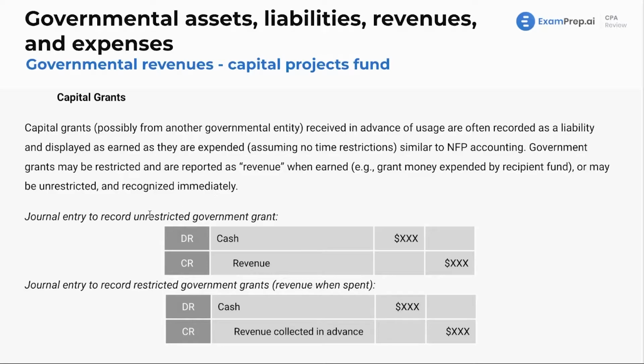Let's see the journal entries here. So the journal entry to record an unrestricted government grant. If there are no restrictions, then we are just going to immediately recognize it as cash and revenue, just like a sale in corporate accounting. What about the journal entry to record restricted government grants? Well, this is going to be revenue when it's spent on the actual purpose. In this case, we'll debit cash and credit revenue collected in advance. Also known as deferred revenue, right?